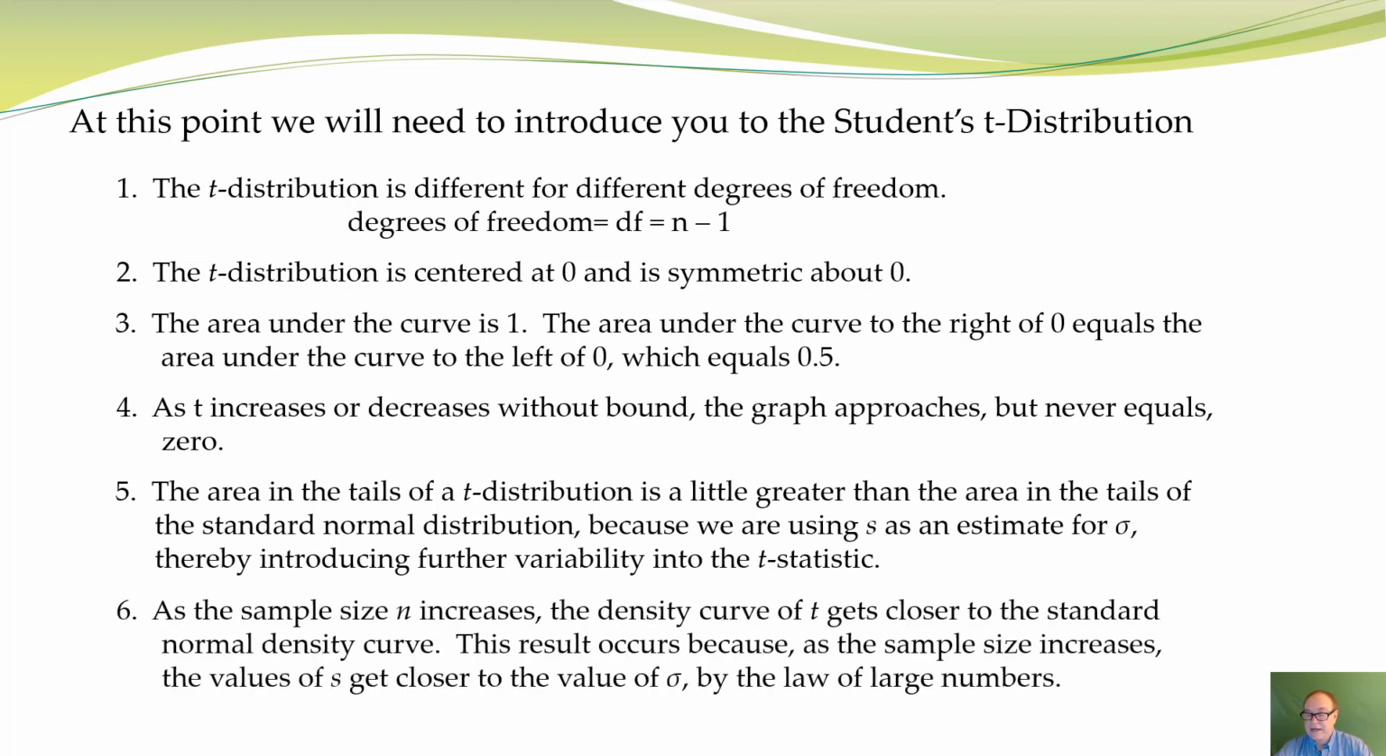As the sample size n increases, the density curve of t gets closer to the standard normal density curve. This result occurs because as the sample size increases, the values of s get closer to the value of sigma by the law of large numbers. In statistics, 30 is usually the cutoff. If a sample size is 30 or greater, then we assume it to be normal, and s is a good estimate for sigma.